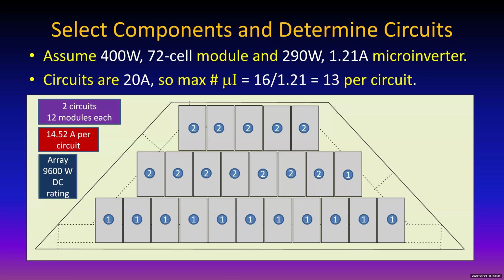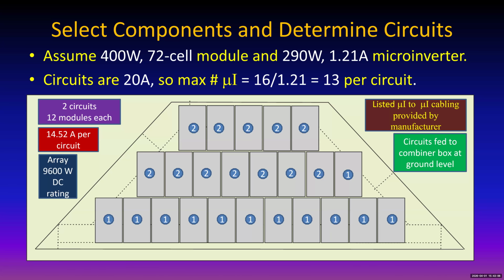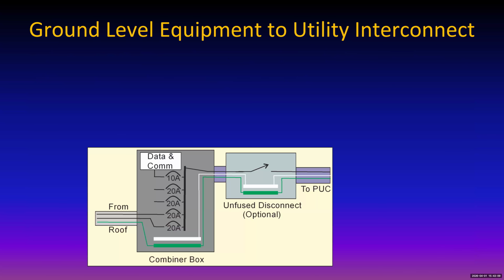So under 10,000 watts of AC output, and this is going to have under 10,000 watts of AC output because we've got 24 times 290 watts, and 24 times 290 is only 6,960. So we're well within that limit. Microinverters are all listed. Cabling is listed, all provided by the manufacturer. So everybody's happy on that. Combiner box at ground level. And here's your connection right here. Coming down from the roof, the two circuits to the combiner box.